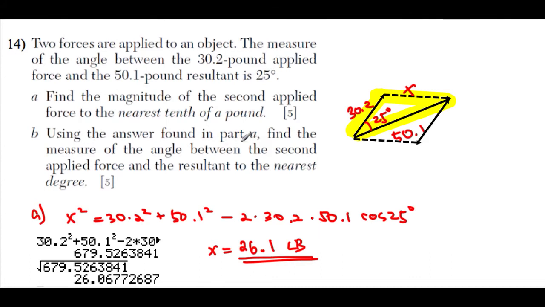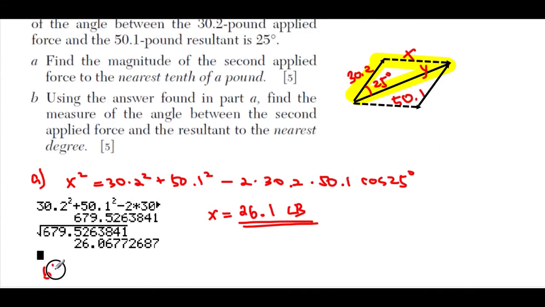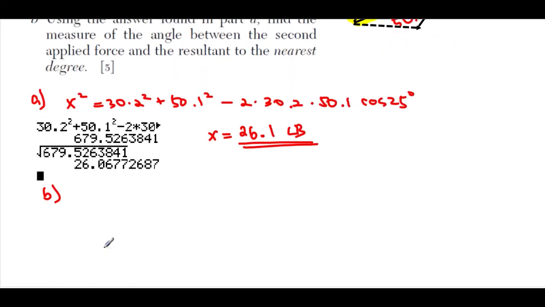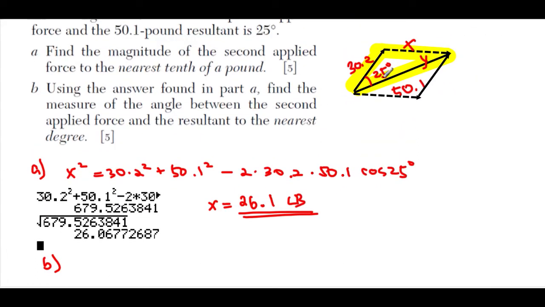Using this answer found in part A, find the measure of the angle between the second applied force and the resultant. So this, let's call that Y. The angle between the second force and the resultant is the same as this angle also. So what we can do is use the law of sines, can't we? Then B would be, let's look at it, 26.1 over 25 degrees.